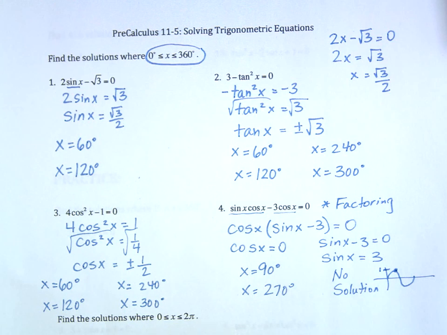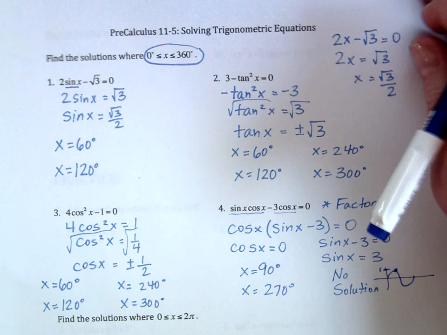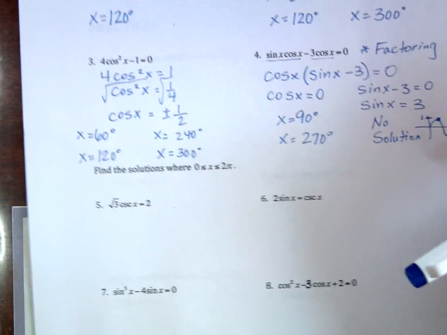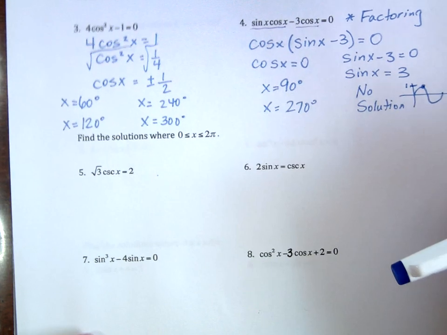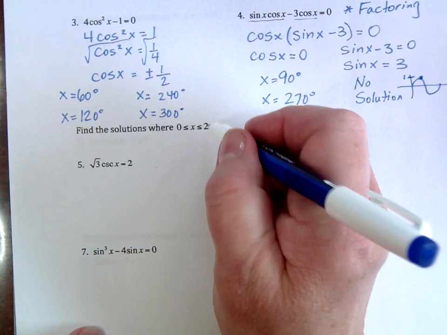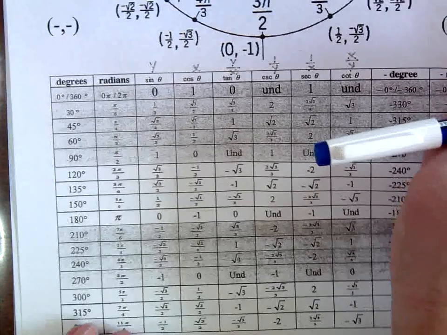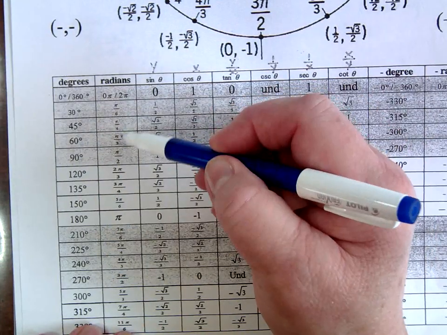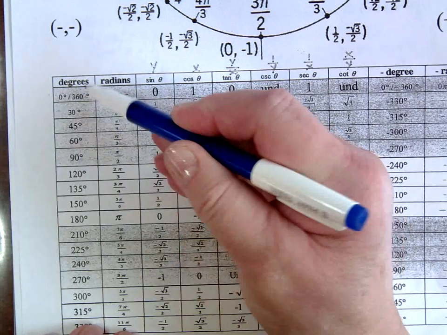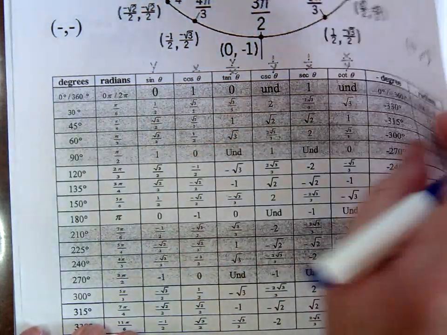All right, so that's a factoring one. Now we're going to change the directions just a little bit, try some more. This time the directions say, find the solutions where you are between 0 and 2 pi. All that does is change the column you look at on your chart. So now I'm using this set of answers instead of the degree set of answers. So the problems are done exactly the same way.